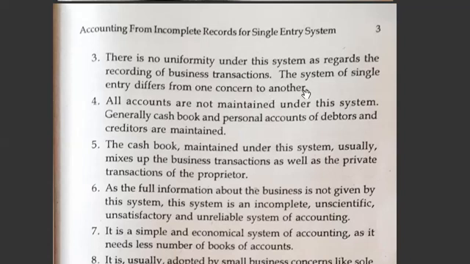All accounts are maintained under the system. Generally cash book and personal accounts of debtors and creditors are maintained. The cash book maintained under this system usually mixes up business transactions as well as private transactions. So that becomes the biggest problem. There is no uniform rule, so there is a chance of mixing up all the business transactions. As full information about the business is not given, the system is an incomplete, unscientific, unsatisfactory and unreliable system of accounting.